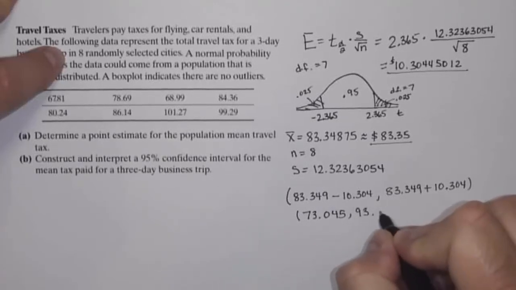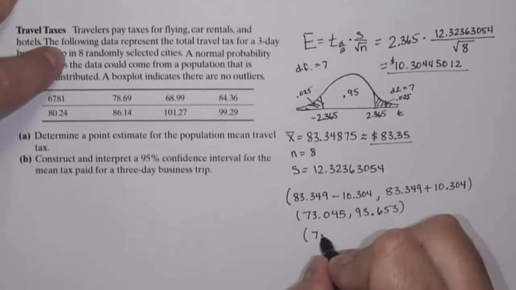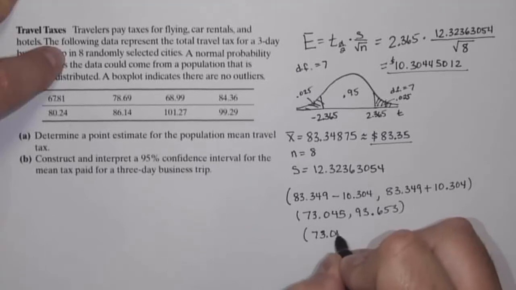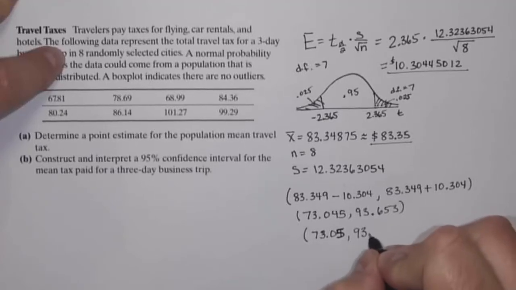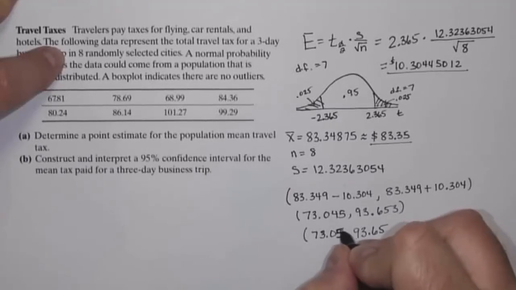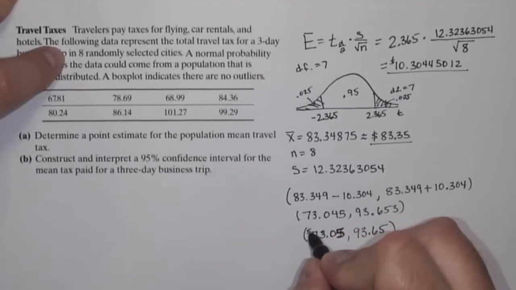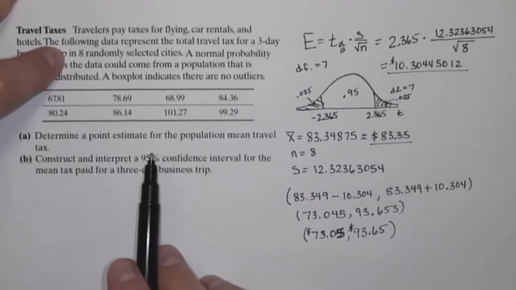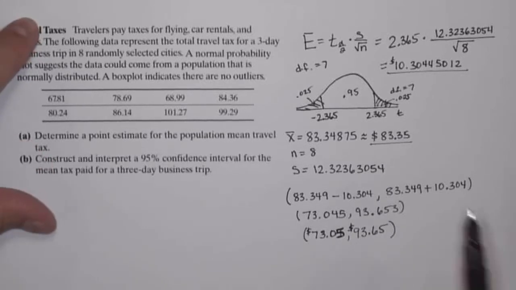So this would be 73.045 to 93.653. So if I round that to 2 places, that would be 73.05 to 93.65. So 73.05 to 93.65. And really that's dollars. So I am 95% confident that the true average travel tax for a 3-day business trip is somewhere between $73.05 and $93.65. So we've done this by hand.